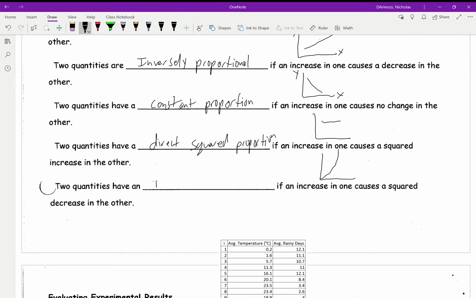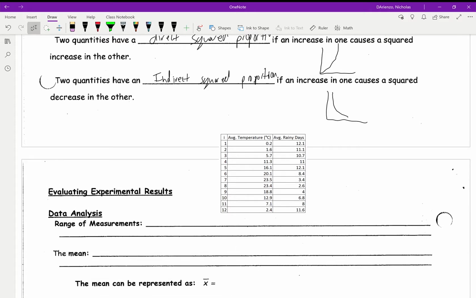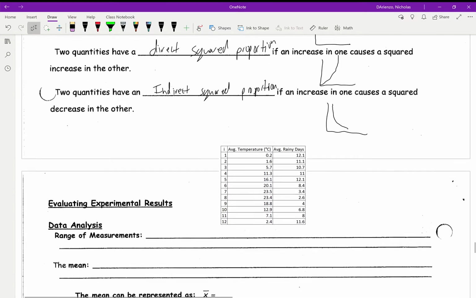And two quantities, the last one here, have an indirect squared proportion. If an increase in one causes a squared decrease in the other, and these look kind of similar, the direct squared and the indirect squared graphs. So it all depends on the relationship between the data that's going to help establish what type of relationship we have. And by looking at the numbers and evaluating the numbers, it gives us a better understanding of exactly what they mean.